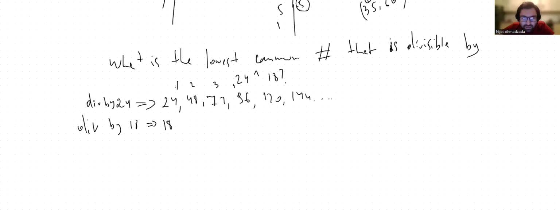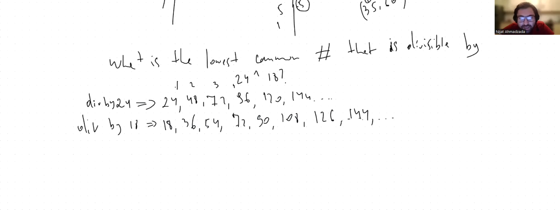So they are 18, 18 times 2, 18 times 3, 18 times 4, 18 times 5, 18 times 6, 18 times 8. How much is it? So 108, 126, and so on. And then 18 times 9, 144. And now she sees that 144 is here and here as well. Also 72 is here and here as well.